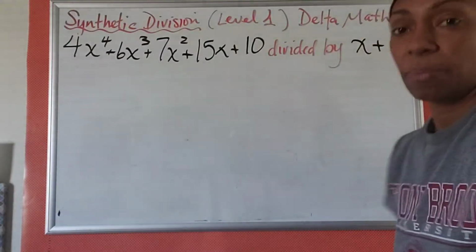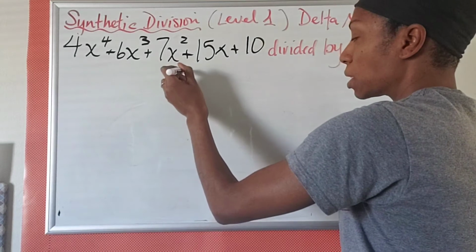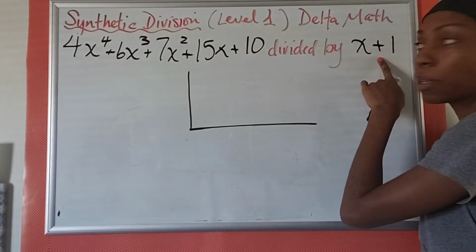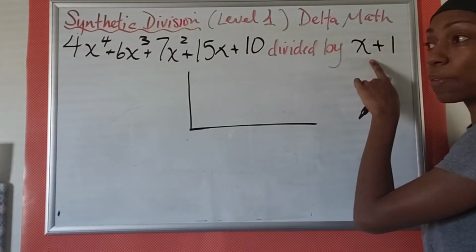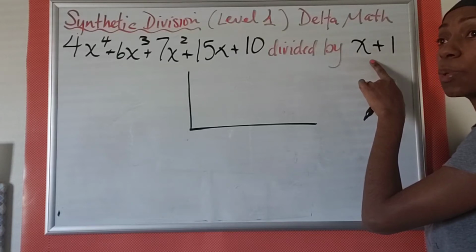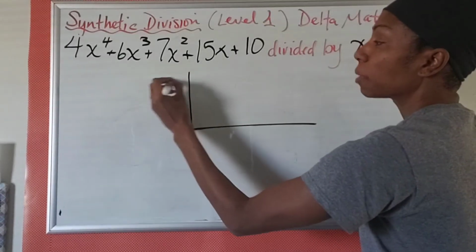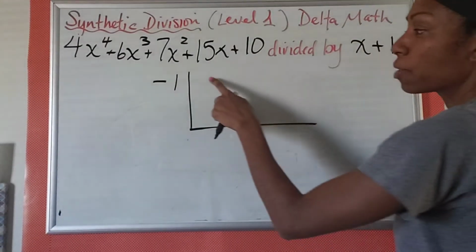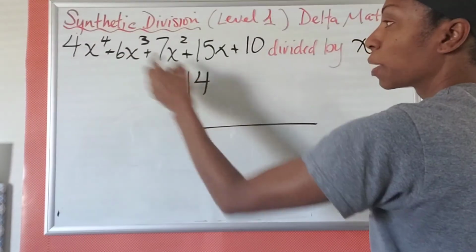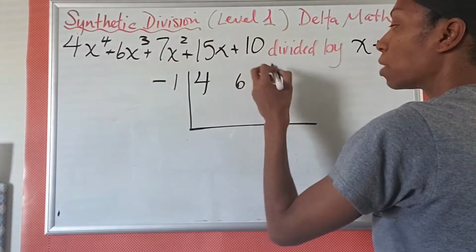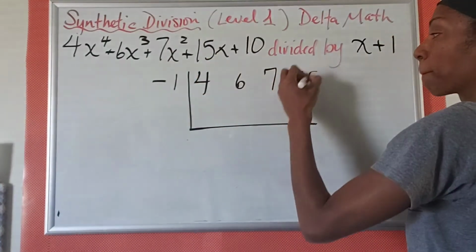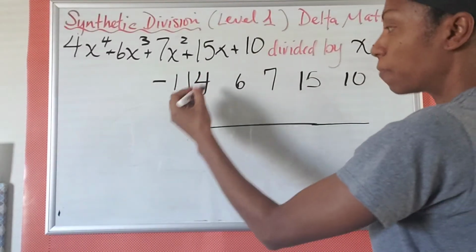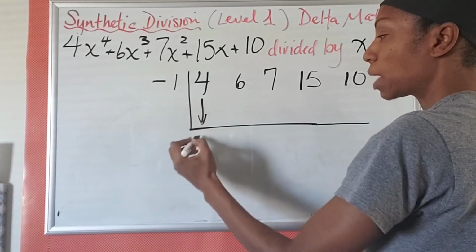Okay. So remember the setup. You make this L thing. We're dividing by x plus 1, so whatever makes this equal 0, which would make x -1. So the -1 comes out here. And then all of your coefficients, they're going to line up right here. So our first coefficient, 4, 6, 7, 15, and 10. Okay, now the 4, the first number, always goes straight down.